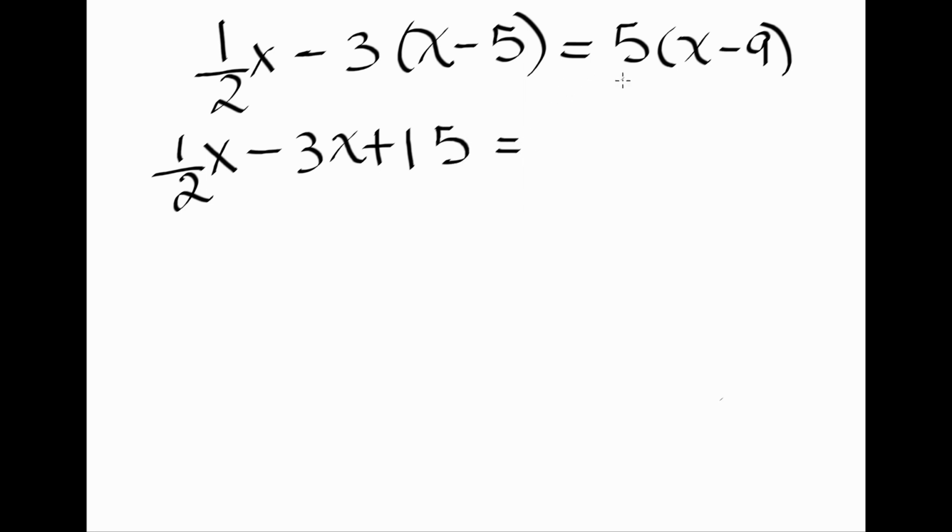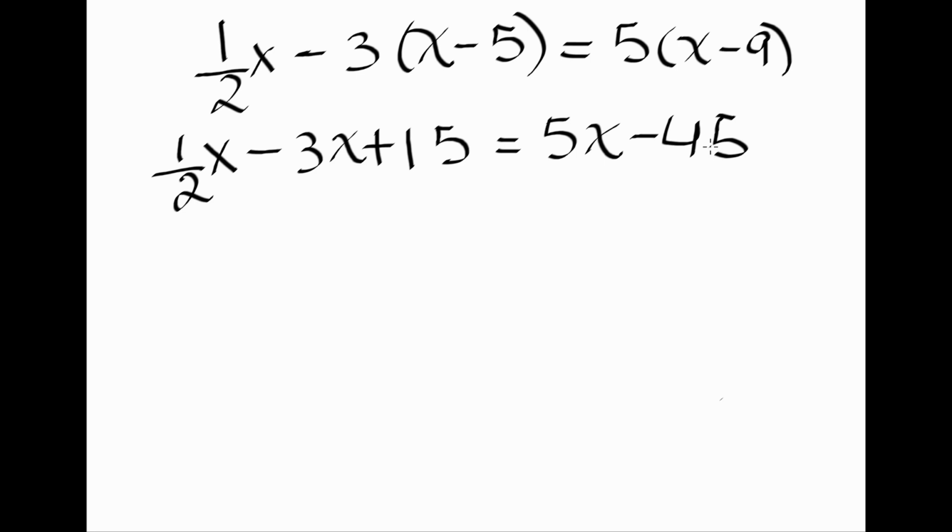And that equals, now 5 times x is just 5x. And positive times negative x is negative. And then 5 times 9 is 45.